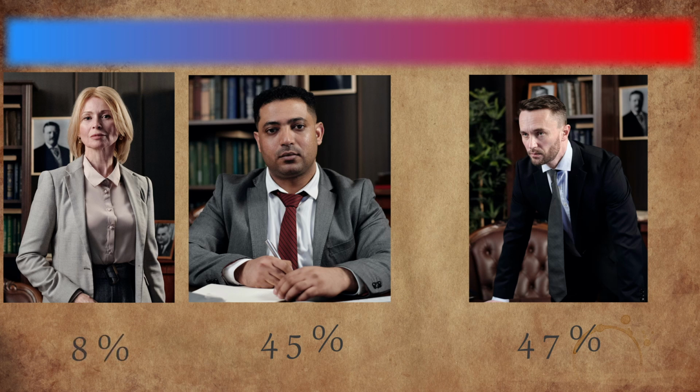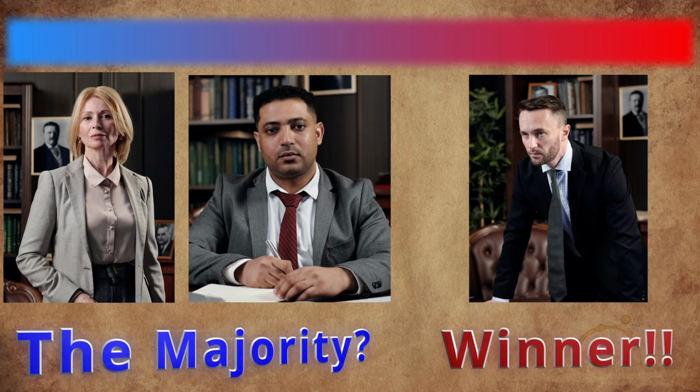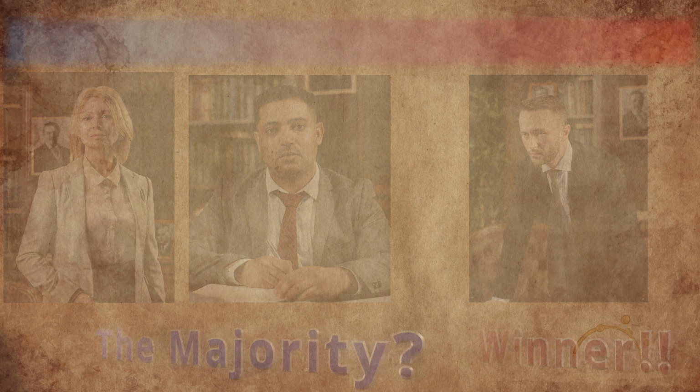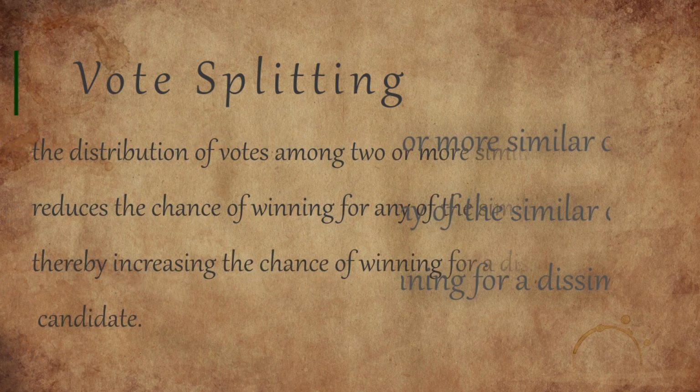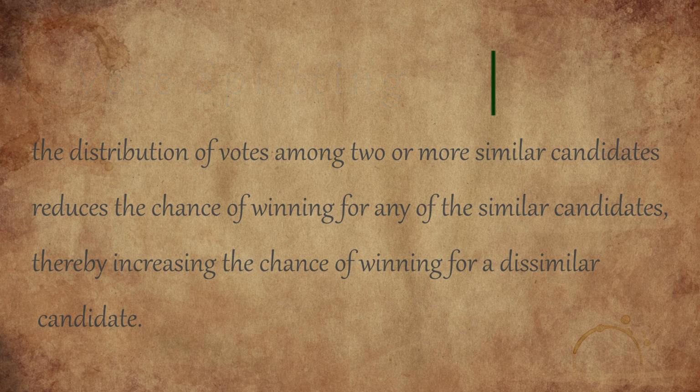After all the votes are tallied, the district would be represented by a Republican, even though the majority of the voters would prefer a more left-leaning candidate. This scenario is an example of vote splitting, where the distribution of votes among two or more similar candidates reduces the chance of winning for any of the similar candidates, thereby increasing the chance of winning for a dissimilar candidate. At its core, this means that the less competition there is for votes, the more likely it is that the results of an election will accurately reflect the will of the majority.